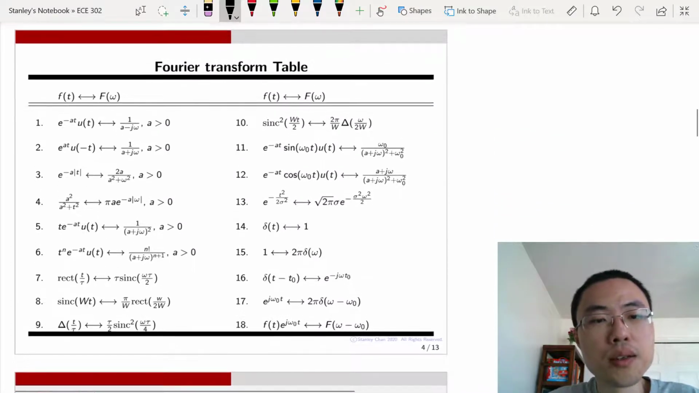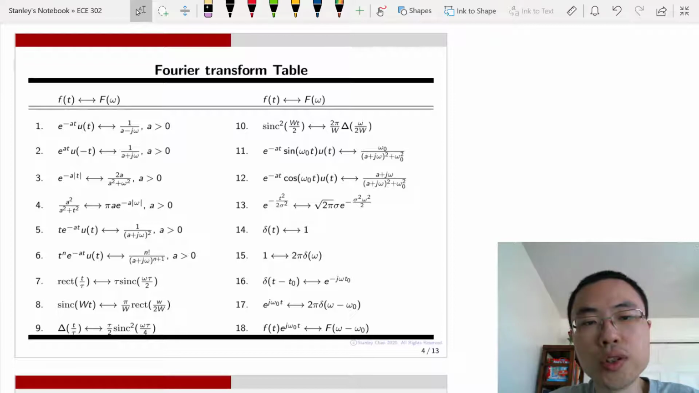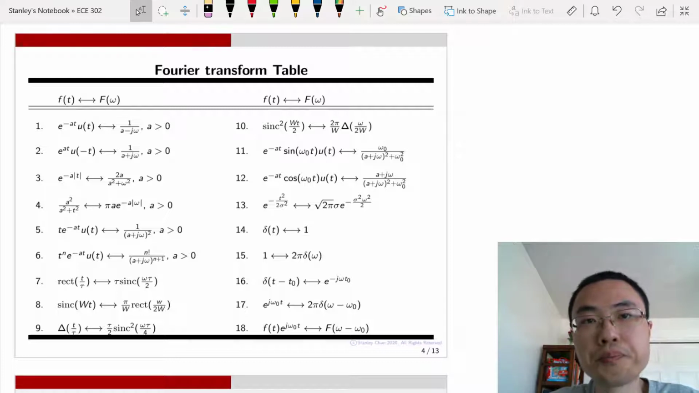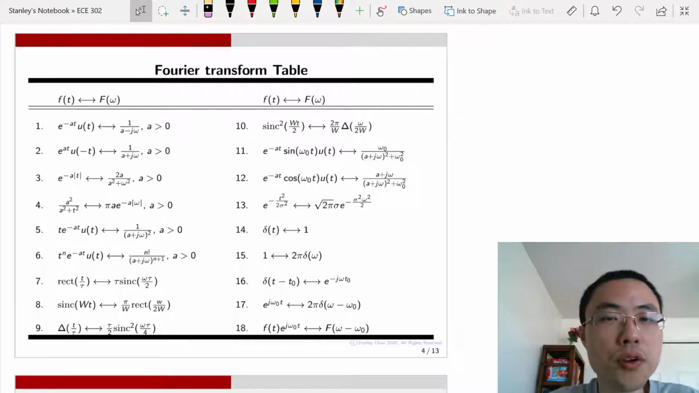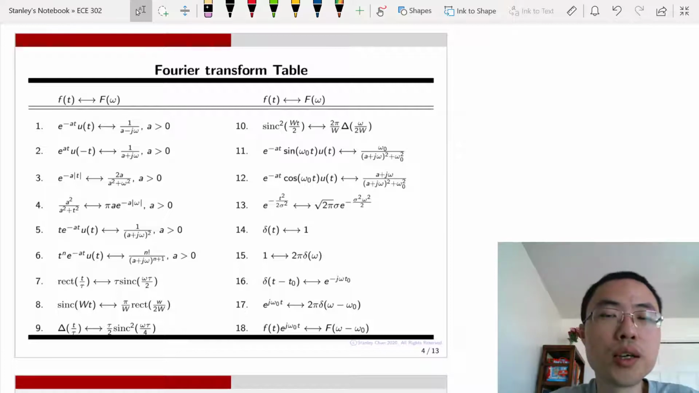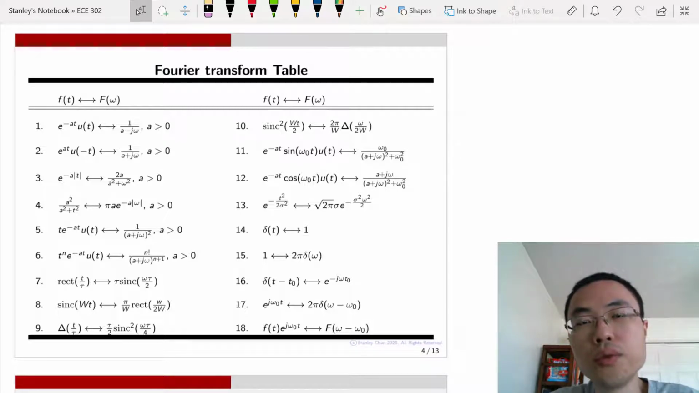The table here gives you the commonly used Fourier transforms, and you can also find the same table on our course website. In what follows, I will talk about several examples to make sure that you understand how to use this table and also the characteristic function to solve some very difficult problems.